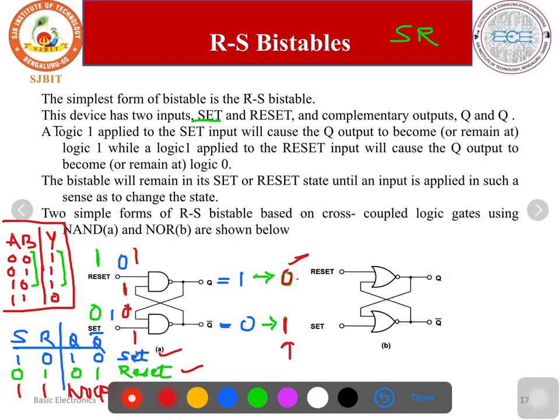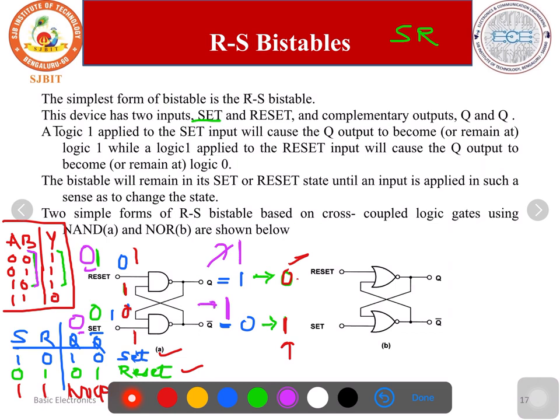But the curiosity arises, what happens when reset is equal to 0 and set is equal to 0. We will try that. I will use a different color. So when reset is equal to 0, set is equal to 0, as we know, any one of the input is 0, the output is 1. Here input is 0, output is 1. Input is 0, output is 1. Q is equal to 1, Q bar is equal to 1.